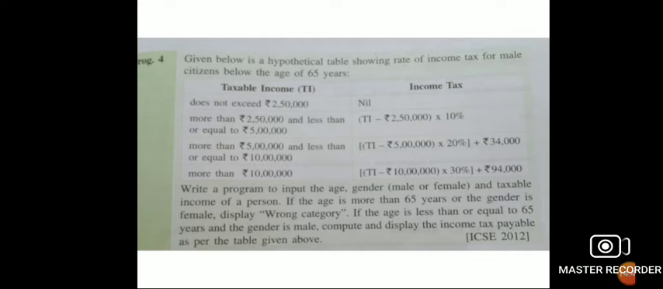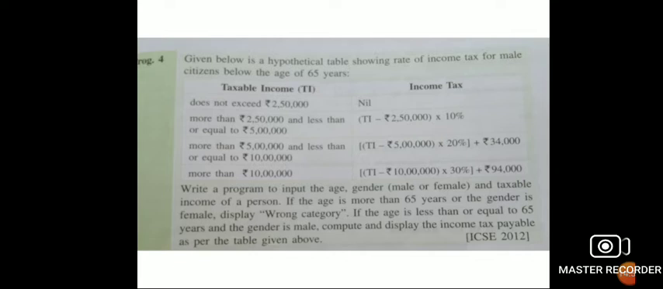More than 10 lakh: TI minus 10 lakh into 30% plus 94,000. That means up to 10 lakh the tax is 94,000, and above 10 lakh it is 94,000 plus TI minus 10 lakh into 30%.